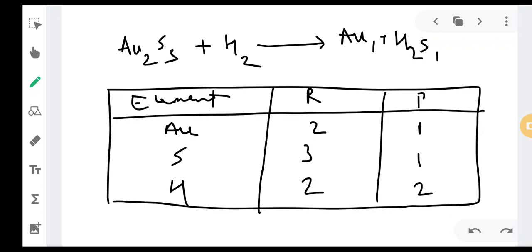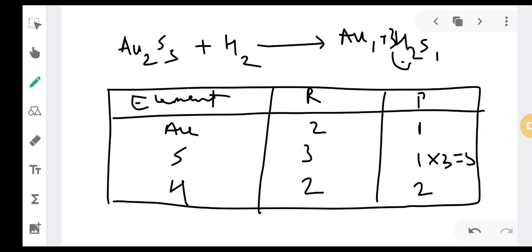Okay, so first thing is we will balance sulfur over here. How we will balance sulfur is we will multiply this 1 with 3 and make it 3. So what we need to do, we need to multiply the product containing sulfur with 3. Okay, so now what has happened? Sulfur has become 3 in numbers. 3 into 1 is 3.